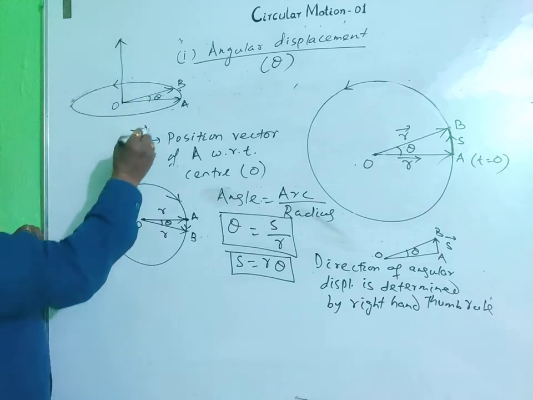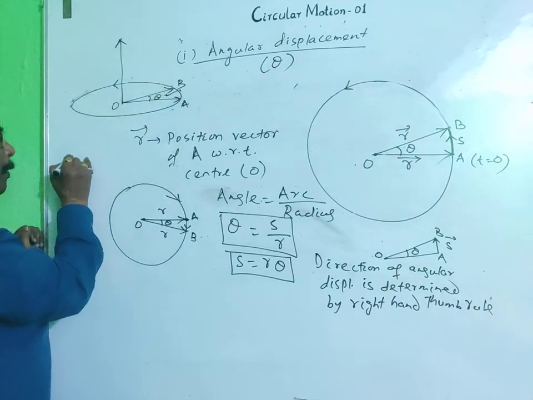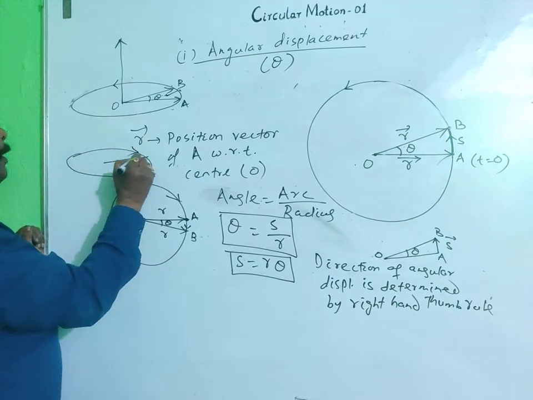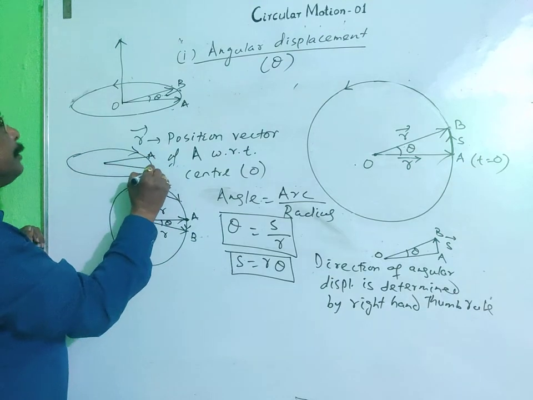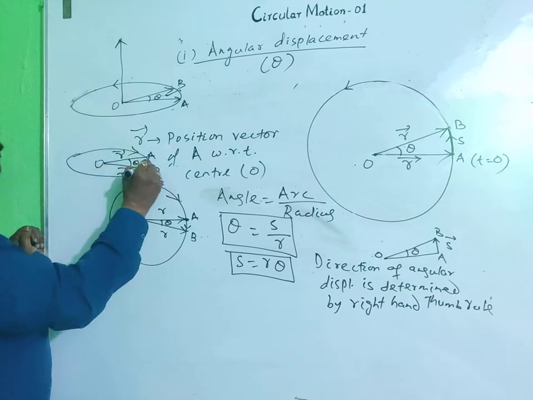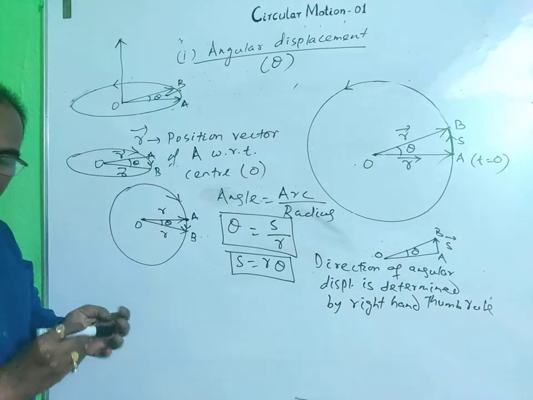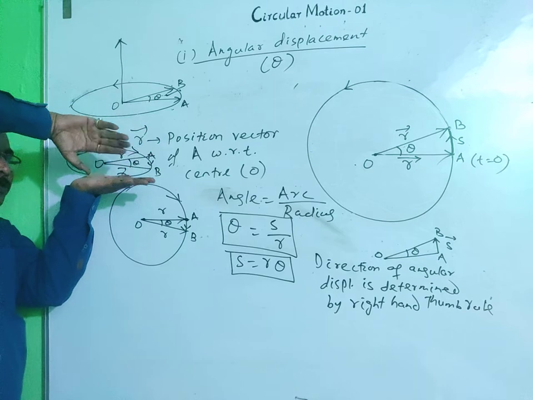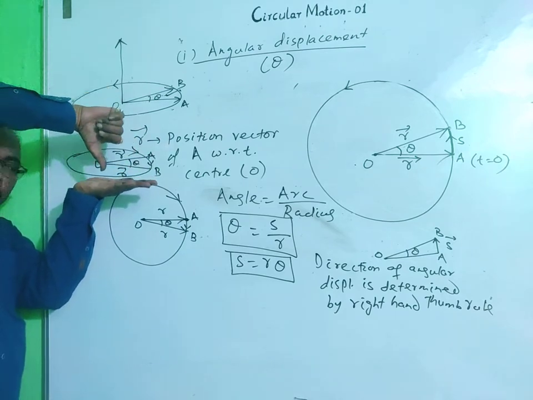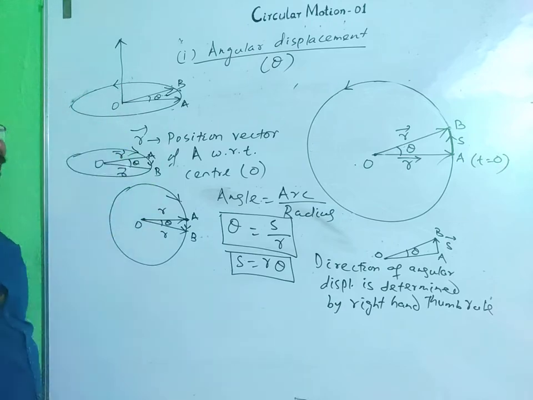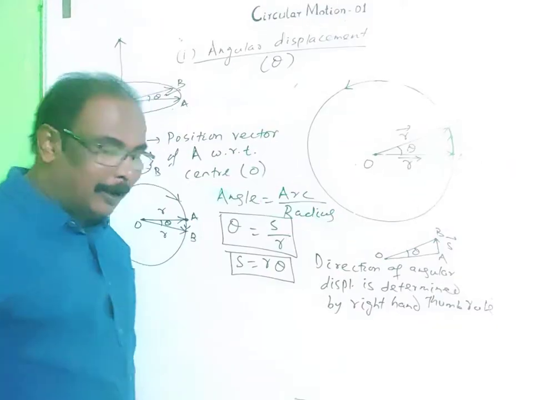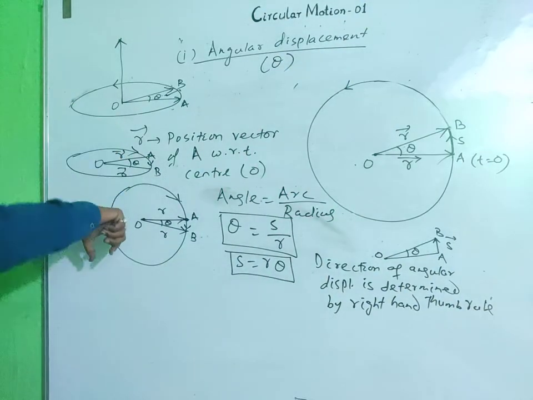This is the direction of angular displacement. If the particle moves in clockwise order, this is A, this is B, this is theta, this is R, this is R, this is O. Just imagine, if a particle moves in clockwise order on this plane, then the direction is downward. And here, if the particle moves in clockwise order, then the direction is inwards, and here the direction is downward.